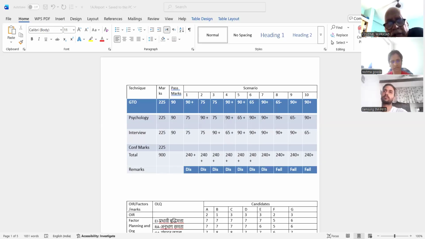Okay. Now we'll talk about what SSB is and how the SSB assessment is done. It has three techniques: GTO, psych, and interview. And finally, we have the conference. All four of them have equal marks of 225 each. Conference marks we will leave aside temporarily.